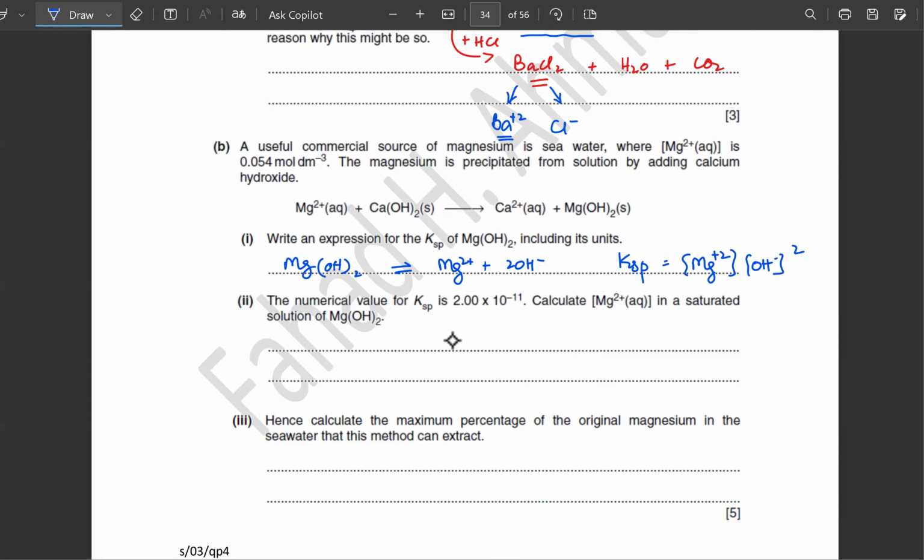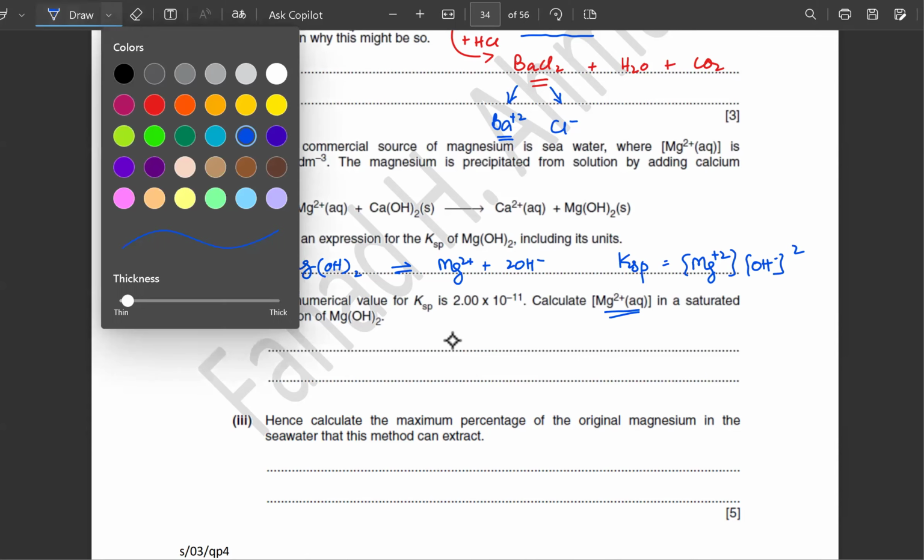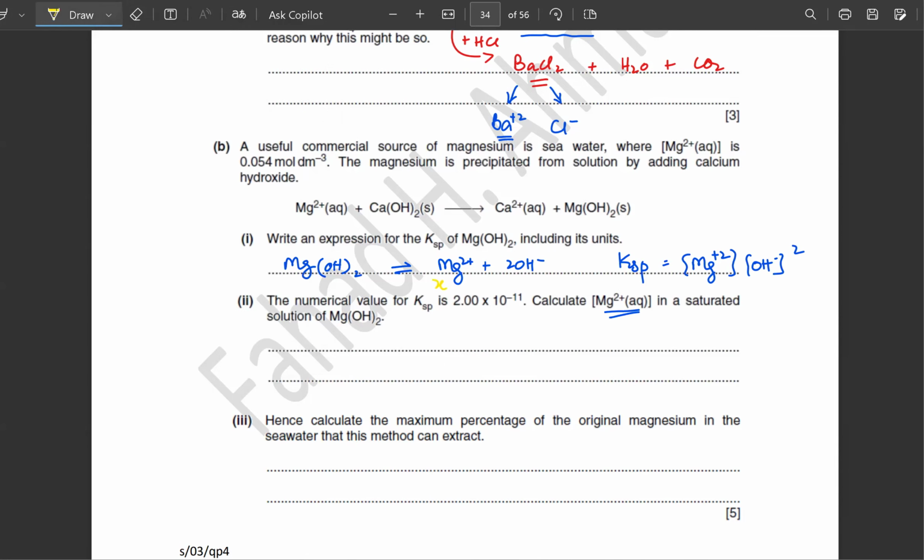Now he says the numerical value for Ksp is 2 times 10 to the power minus 11. So calculate the Mg2+ concentration, it's kind of the same question. I'm going to take the Mg2+ concentration as x. The OH ion concentration would then be double that. It's going to be 2x. Okay, because if 1 Mg is formed, 2 OH ions are formed. So if x mole per dm cube, this is going to be 2x mole per dm cube.